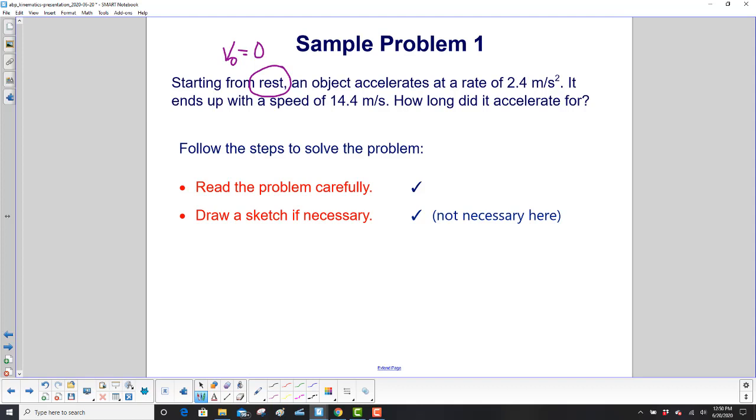So let's follow our steps. Read the problem carefully, or listen to the problem carefully because I was reading it. Draw a sketch if necessary. Not really required here.